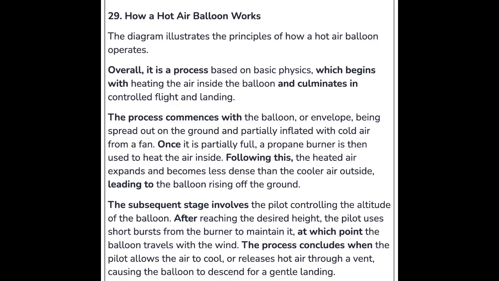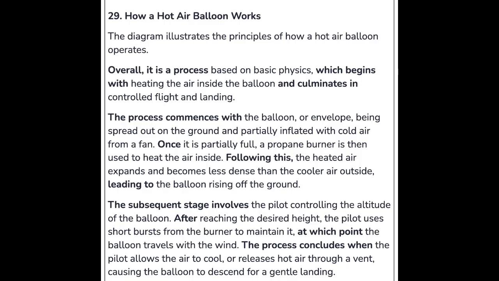The process commences with the balloon, or envelope, being spread out on the ground and partially inflated with cold air from a fan. Once it is partially full, a propane burner is then used to heat the air inside. Following this, the heated air expands and becomes less dense than the cooler air outside, leading to the balloon rising off the ground. The subsequent stage involves the pilot controlling the altitude of the balloon.